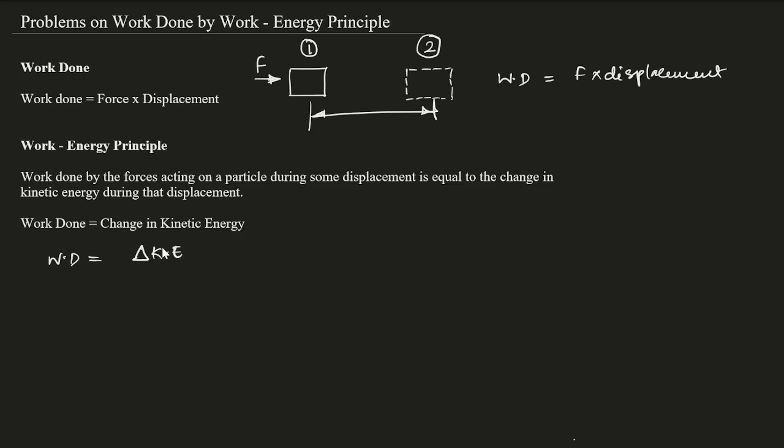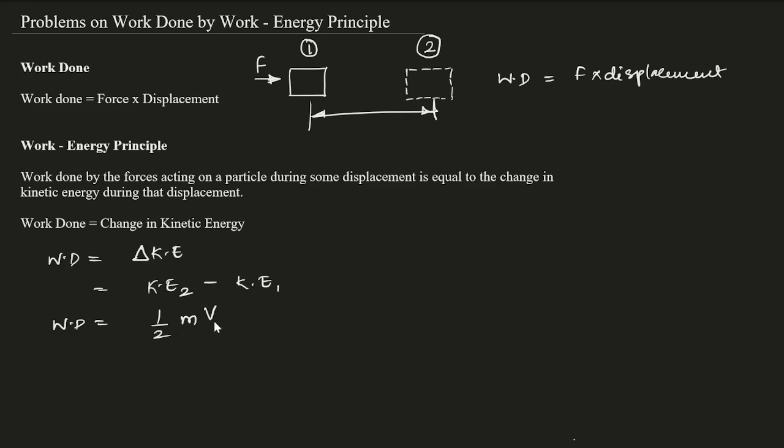Whenever we have the word change, that means higher minus lower. So you have kinetic energy 2 minus kinetic energy 1, because we have two positions. If you are moving the box from one position to a second position, there is a change in kinetic energy. The mass will be the same, because we are applying force to the same box, and the same box is moving from position 1 to position 2. The only thing that will change is the velocity.